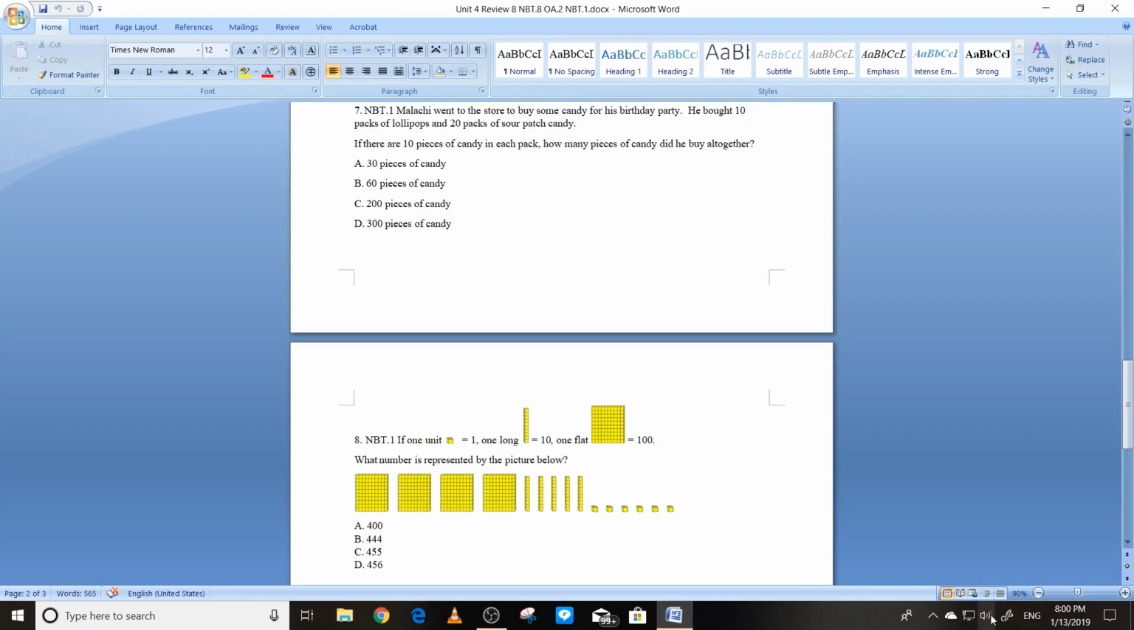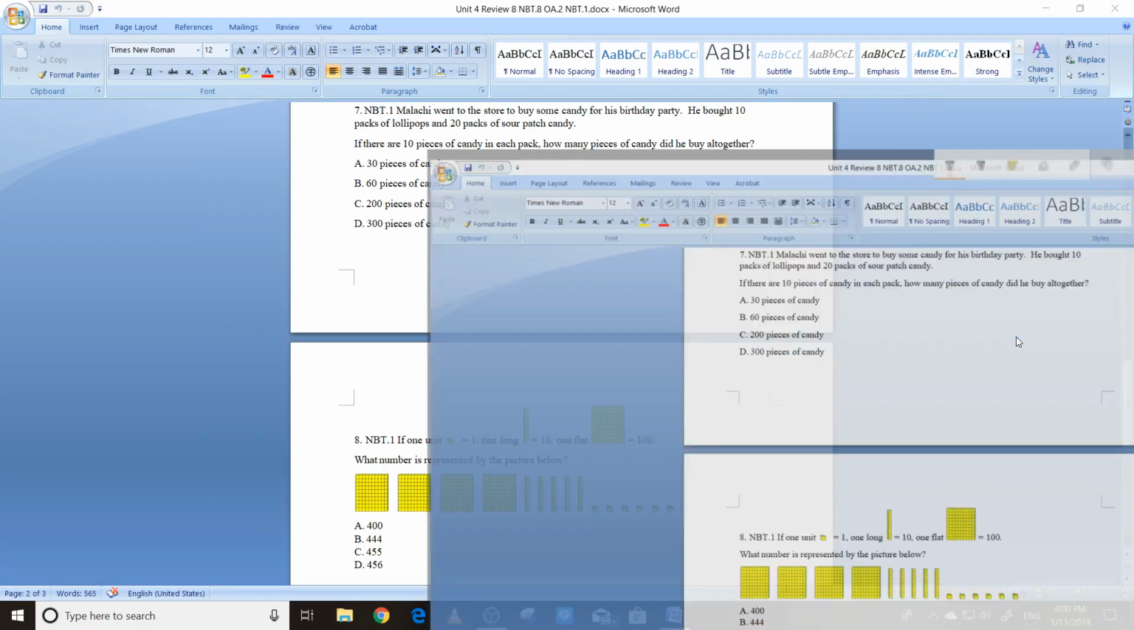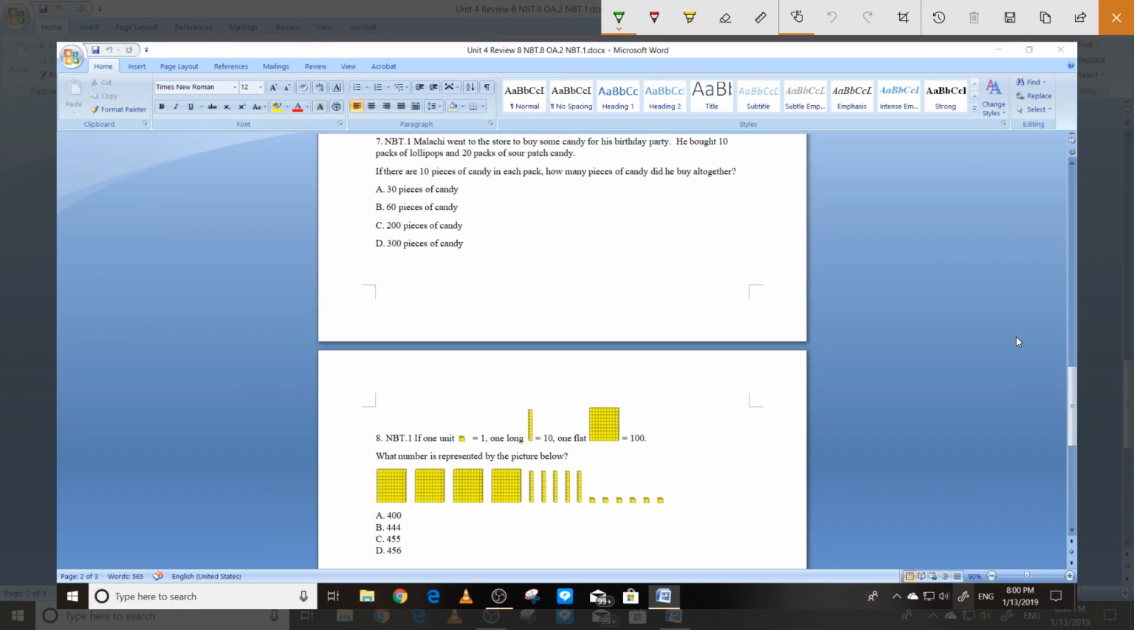We are back. Let's take a look at number 7. Number 7 says, Malachi went to the store to buy some candy for his birthday party. He bought 10 packs of lollipops and 20 packs of Sour Patch candy. If there are 10 pieces of candy in each pack, how many pieces of candy did he buy together?